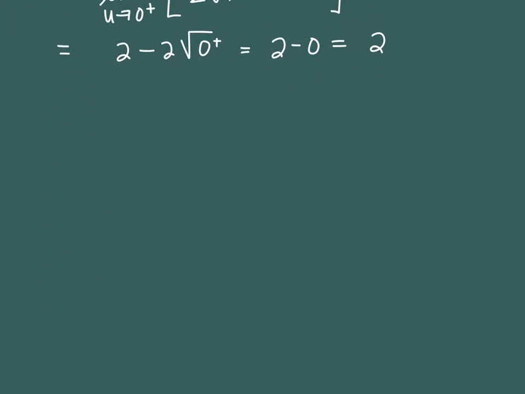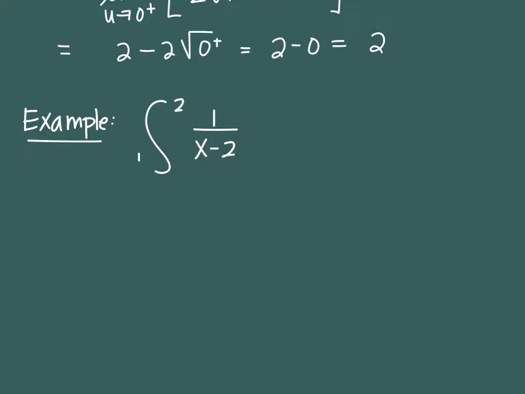Okay, let's try another one. All right, let's try the integral from 1 to 2 of 1 over x minus 2 dx. And this time it's the opposite. So which of the bounds is the problem? 2 is the problem because the interval is from 1, but 2 is not included in the domain of the function. So we're going to do the reverse.